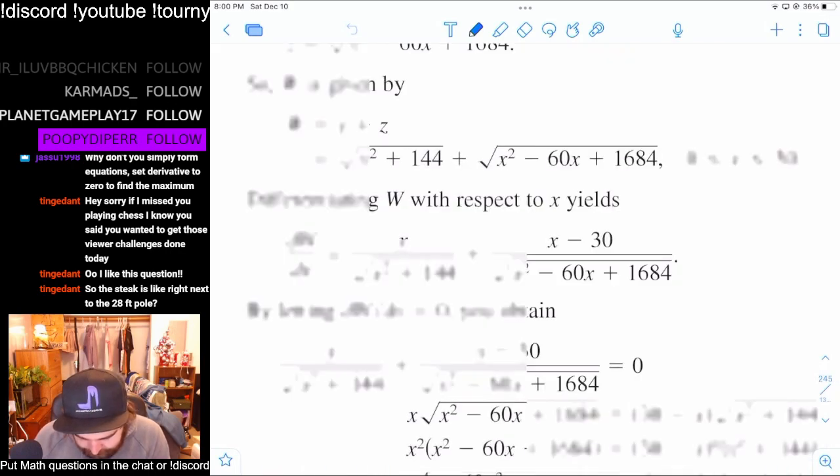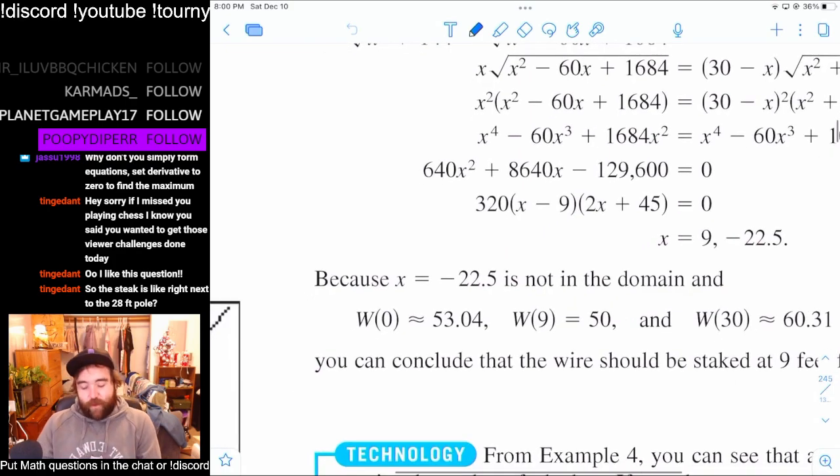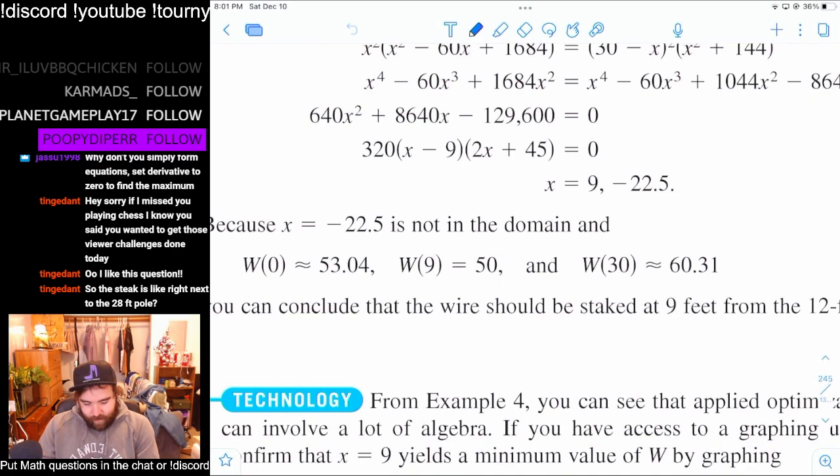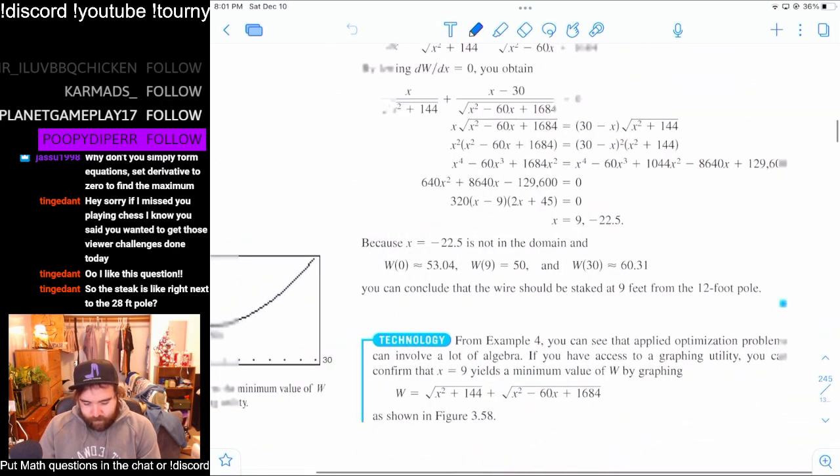I thought they had those switched. No, 9 and negative 22.5. And yeah, we knew that negative 22.5 was not in the domain, so it has to be 9. It should be 9 feet from the 12-foot pole.